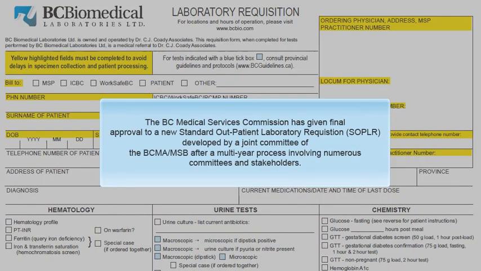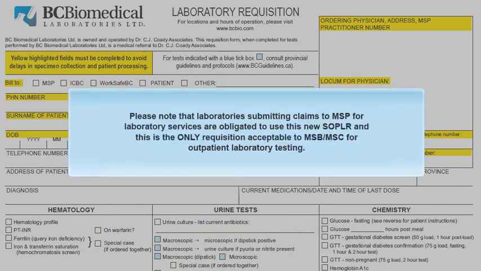The BC Medical Services Commission has given final approval to a new standard outpatient laboratory requisition developed by a joint committee of the BCMA, MSB, after a multi-year process involving numerous committees and stakeholders. Please note that laboratories submitting claims to MSP for laboratory services are obligated to use this new SOPLR, and this is the only requisition acceptable to MSB MSC for outpatient laboratory testing.